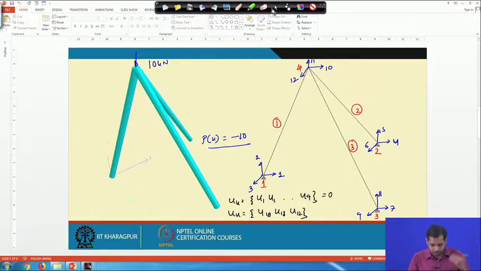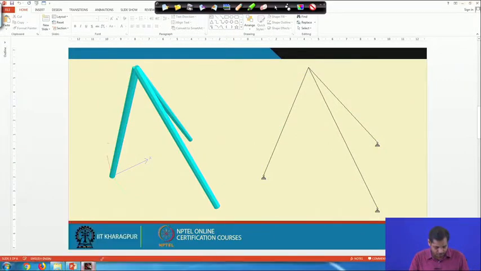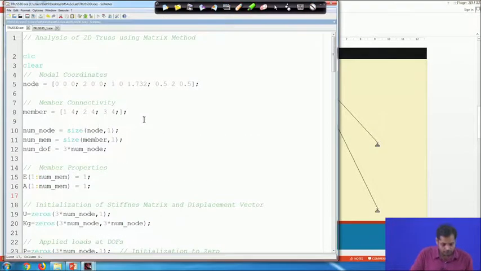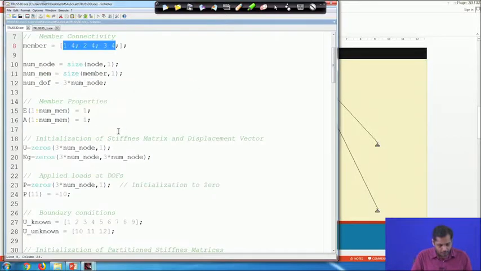Now, let us give this information to the code and then see what is the result, and in the process we will also discuss the various steps in the code. So, to start with, this is the code. These are the nodal coordinates of the 3 nodes, and this is the member connectivity of all these members. Total degrees of freedom for this is 3n, 3 degrees of freedom per node.